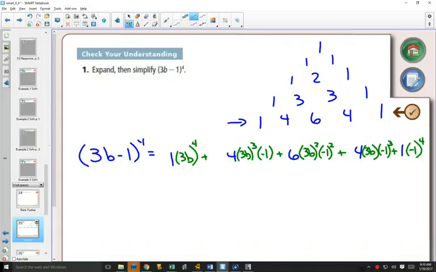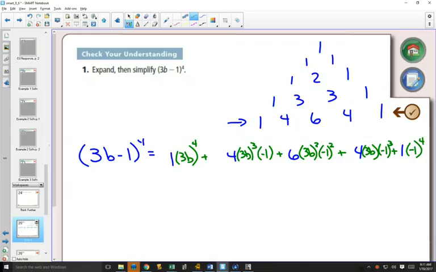The exponents always add up to 4. So here we have 4 and none of the other, 3 and 1, 2 and 2, 1 and 3, and just 4. So the exponents always add up to whatever your initial exponent was. And now it says simplify, and this is where this question is different than the ones that we had before, because what happens when that 3b goes to the power 4? The 3 goes to the power 4 and the b goes to the power 4.